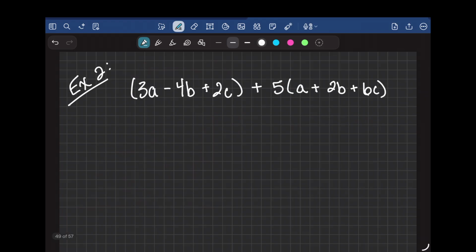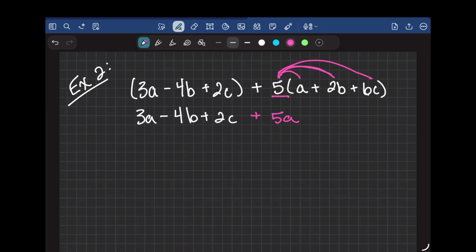All right, looking at another one. Here we have 3a minus 4b plus 2c. I don't see anything happening with that first parentheses in terms of a number being multiplied. So I'm going to go ahead and just bring down exactly what I have for that first set. Looking at my right parentheses, here I do have a number in front, so I need to go ahead and distribute that to all 3 terms. So I'm going to have 5a, 5 times 2 is 10, so I'm going to have 10b, and then I'm going to have 5 times 6, which is 30c.